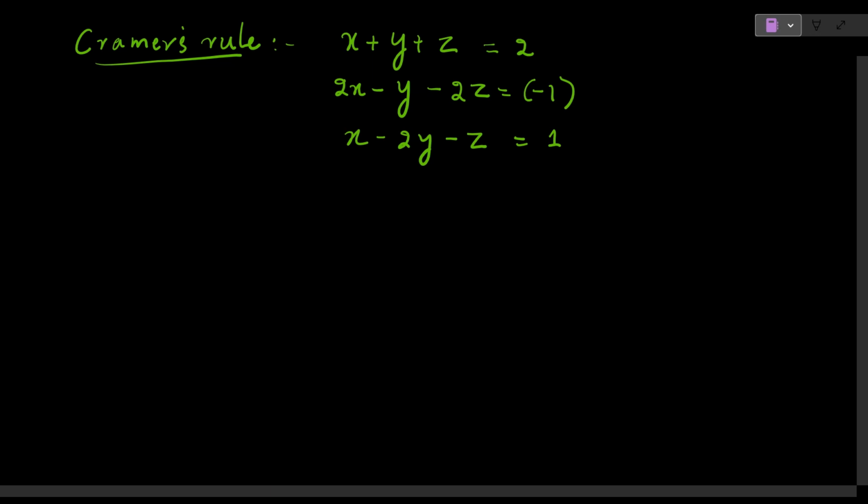So how to solve this I am going to explain here. First what we have to do is find the value of the determinant for this equation. So the determinant is given by a1, a2, a3: 1, 2 and 1. These are the coefficients of x. Next, the coefficients of y, 1, minus 1 and minus 2. And coefficients of z, 1, minus 2 and minus 1. Understood, students? Now we have to solve this.